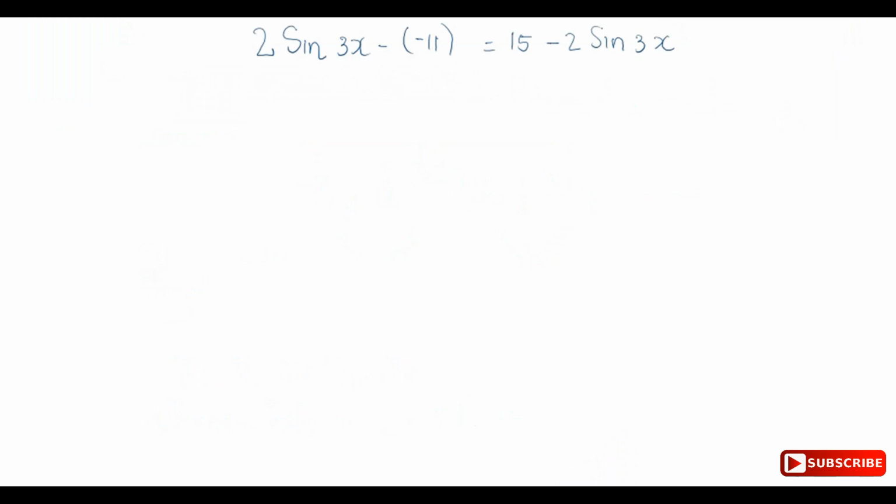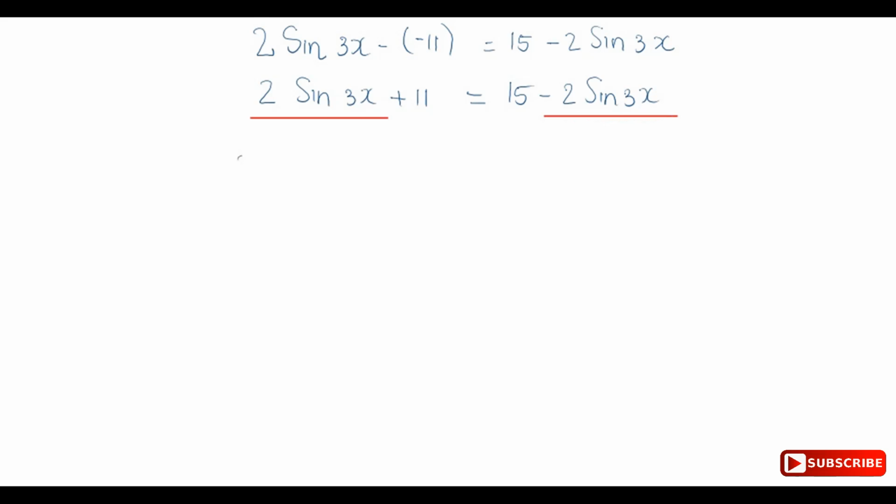Okay, so from here, guys, we are simply going to add our like terms. But actually, let's just remove these brackets first. So it's going to be 2 sine 3x plus 11, which is equal to 15 minus 2 sine 3x. And then we're going to add your like terms. So it's going to be 2 sine 3x minus the 2 sine 3x. So this minus 2 sine 3x is going to move to the left hand side, guys.